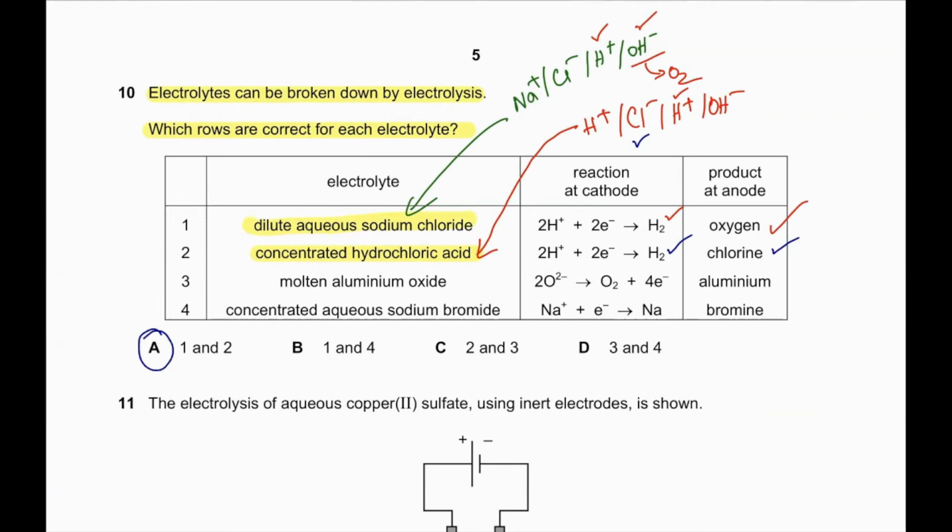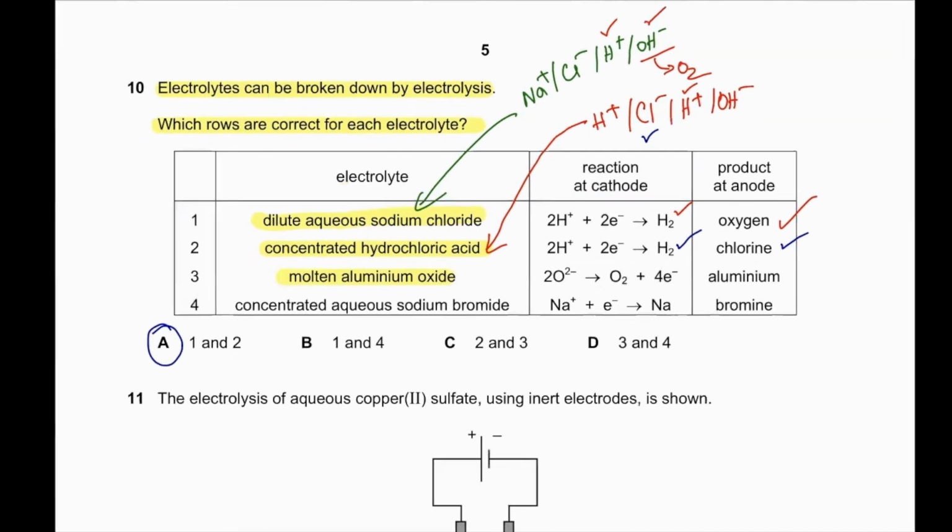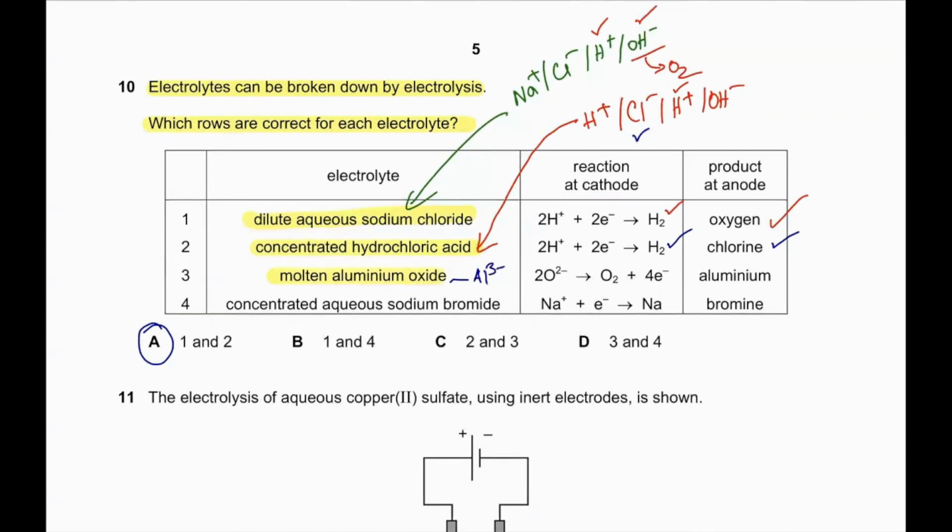Guys, let's see why 3 and 4 is wrong. Molten aluminium oxide, the ions that are present here are Al3+ and O2-. However, as you can see, oxide turns into oxygen and gives off 4 electrons. This is definitely not going to go towards the cathode. The cathode is negative, oxide is also negative, so it will never go towards the cathode.